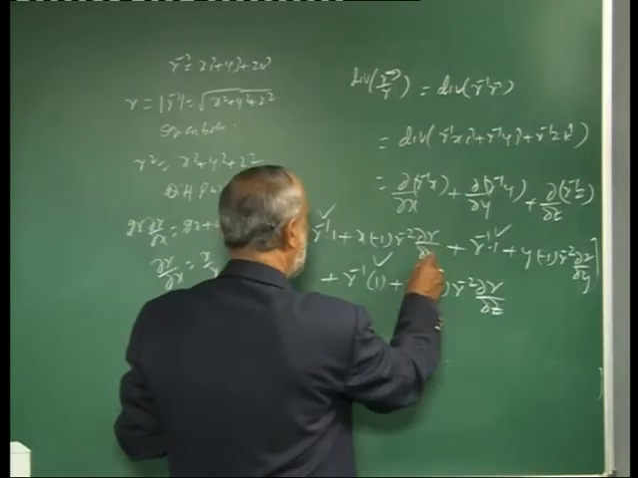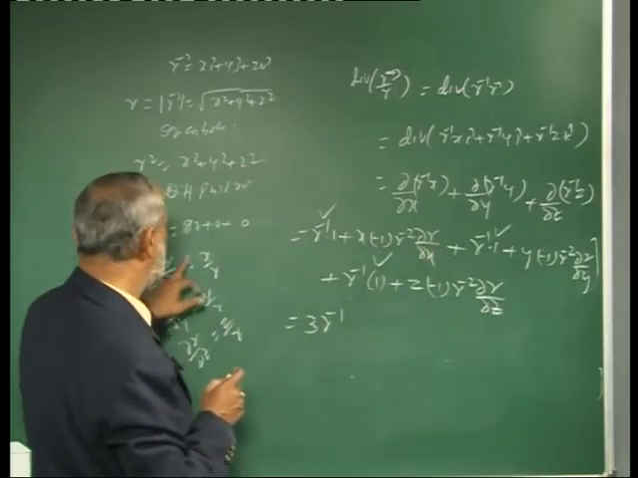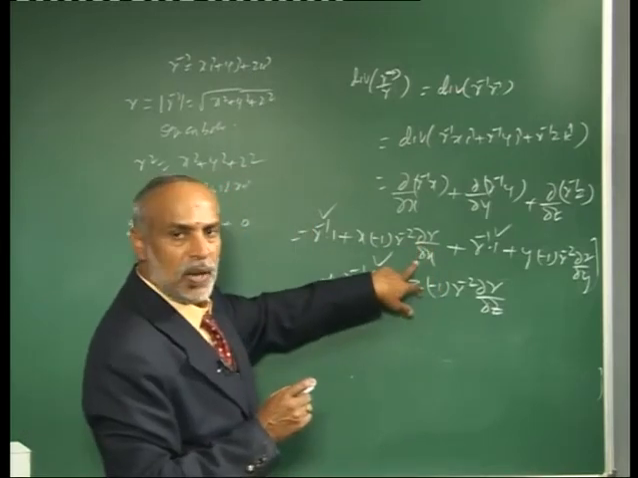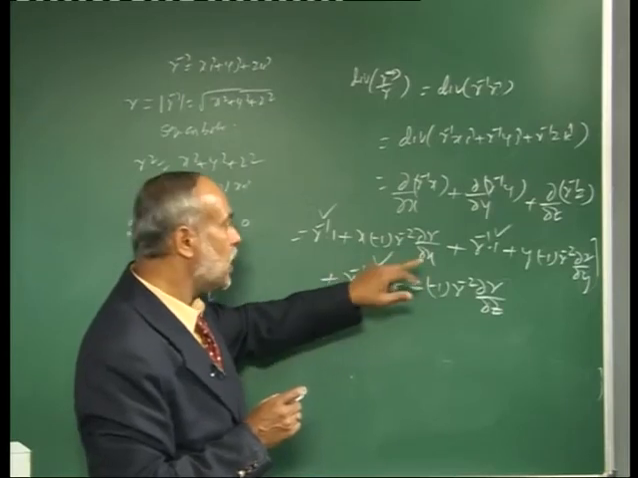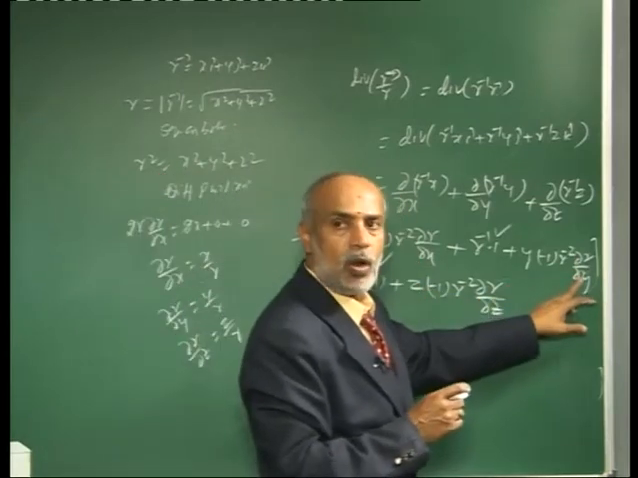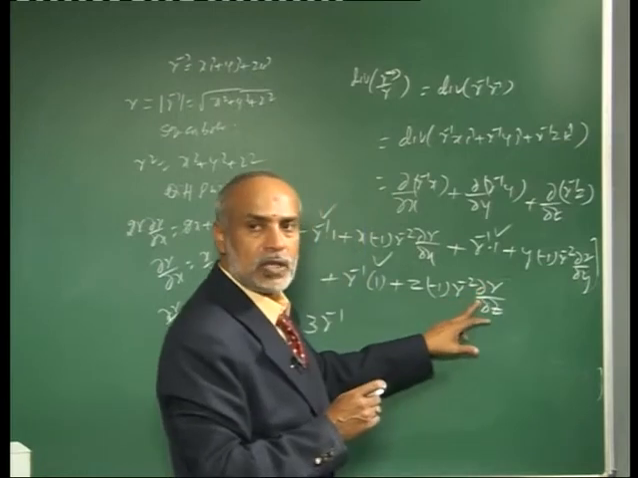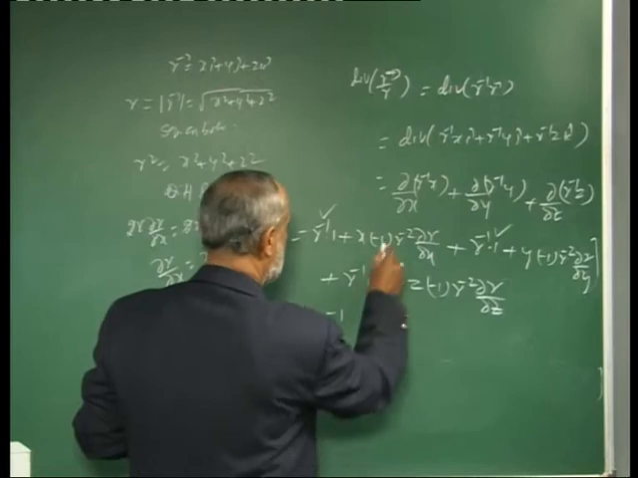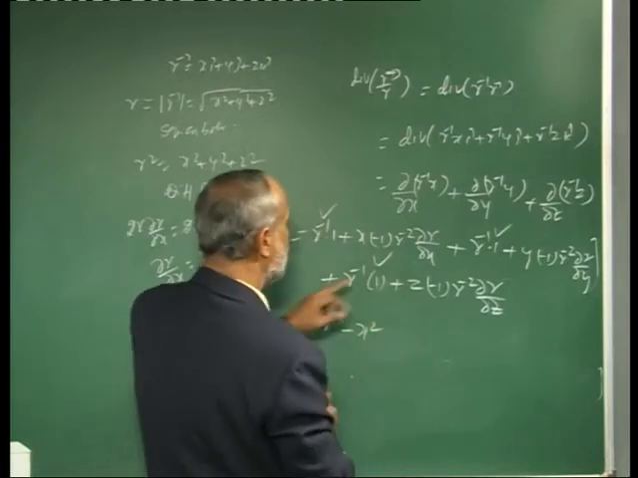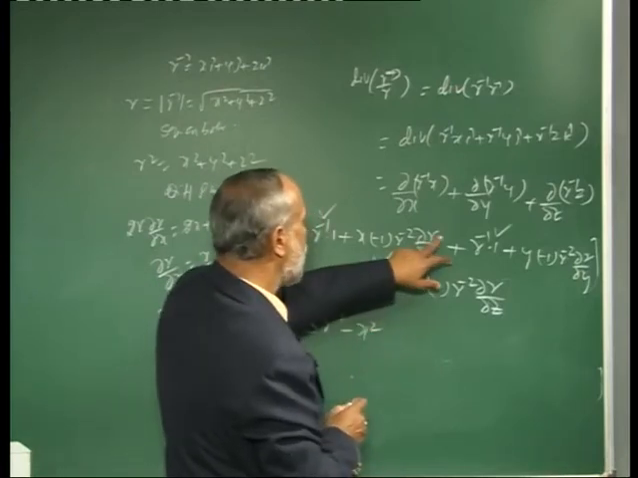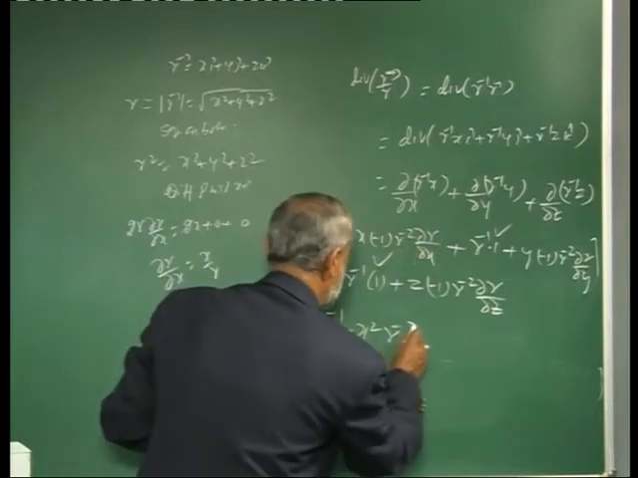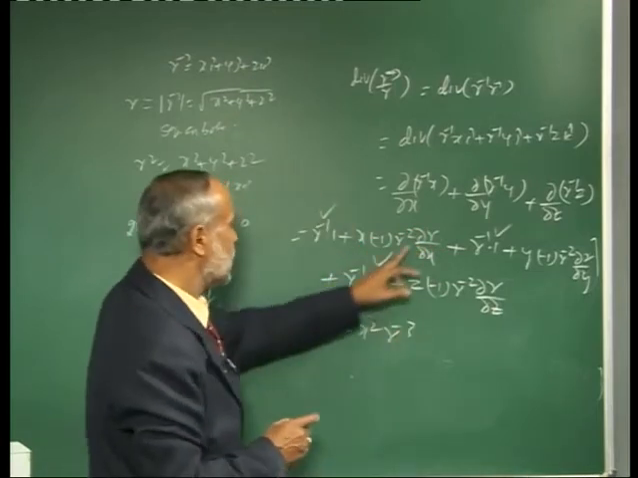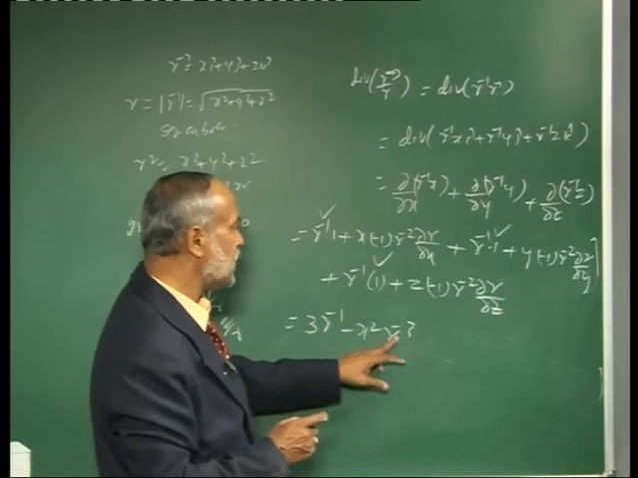Now, here you know the dou r by dou x value. Dou r by dou x value is x by r, you can substitute here. In place of dou r by dou x, you can substitute x by r. In place of dou r by dou y, you can substitute y by r. In place of dou r by dou z, you can substitute z by r. See, if you substitute x by r, x into x, minus x squared, here 1 by r is r to the power of minus 1, giving r to the power of minus 3. Here minus x into x squared r to the power of minus 3.